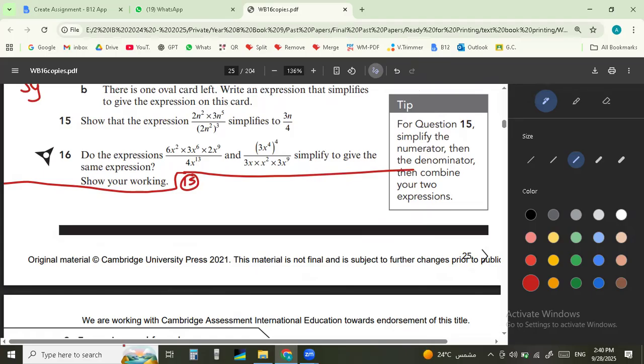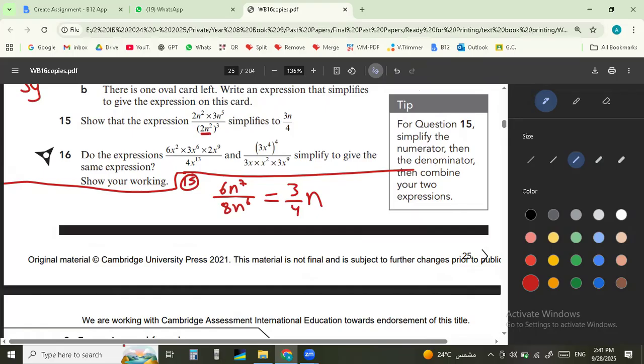So let's simplify it. What is 2 times 3? 6. Good. Now n squared times n to the power of 5 is n to the power of 7. Perfect. Over 2 to the power of 3. Notice that everything inside the brackets is to the power of 3, is cubed. So 2 cubed is 8. n to the power of 2 to the power of 3 is n to the power of 6. Now let's simplify. 6 over 8, divided by 2 and divided by 2, is 3 over 4. n to the power of 7 divided by n to the power of 6 is just n.